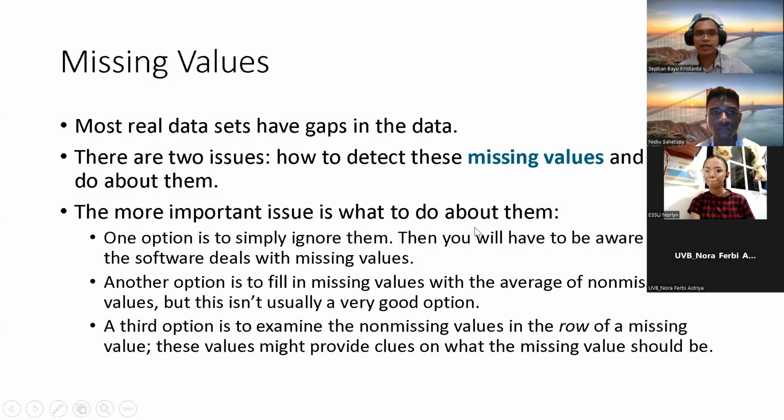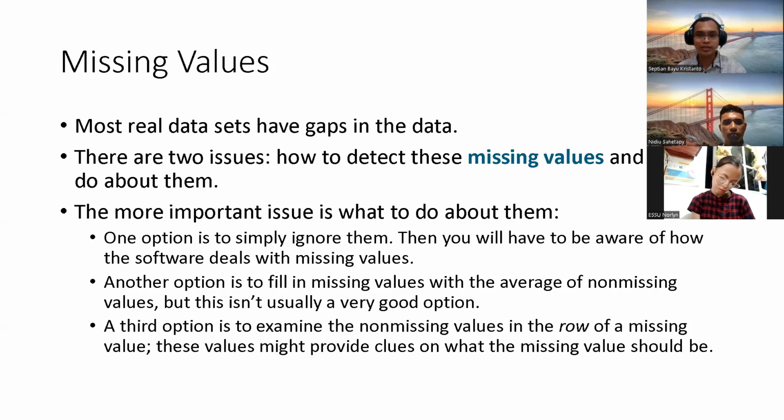The missing value. After we learn about the outlier, we also find that real data is sometimes not in good condition. The data does not appear in our information or in our tables. We call that a missing value.